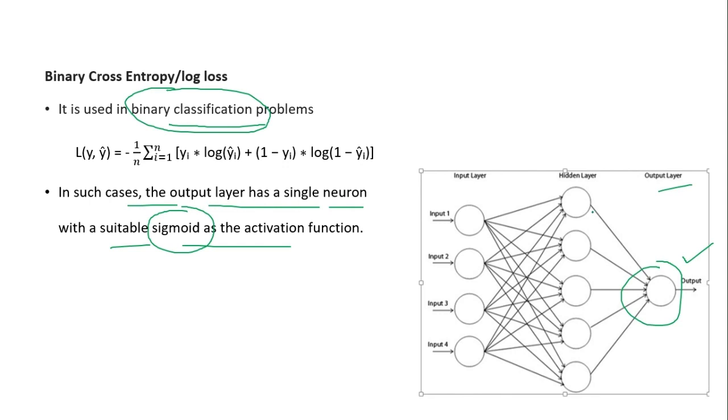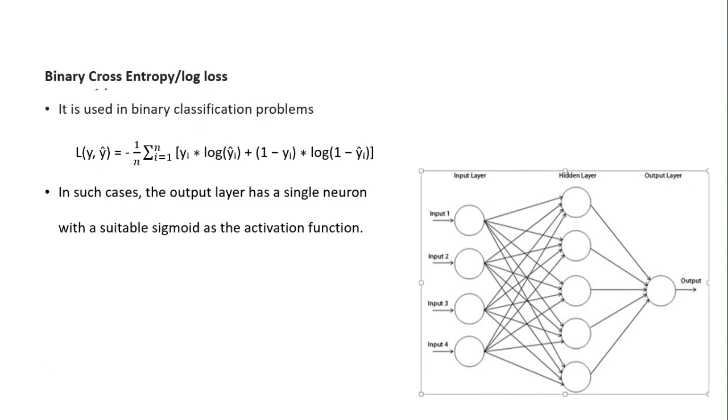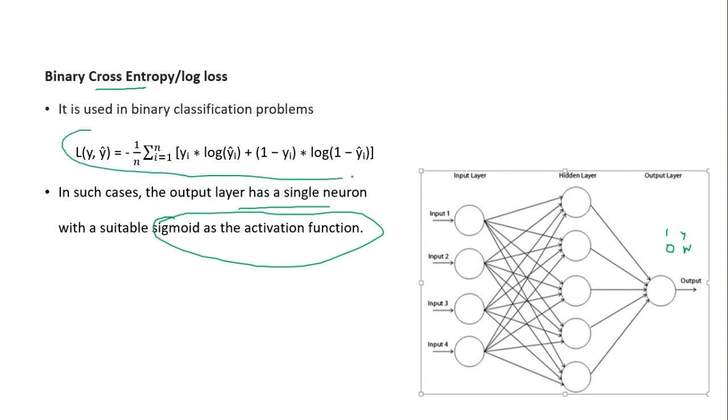So in this scenario, we can use binary cross entropy as the loss function. What is the scenario? At the output layer, we have a single neuron only. A single neuron means we will have binary classification, 1 or 0, yes or no. The output layer has only one neuron, and it uses the sigmoid activation function. In this scenario, we can go for binary cross entropy. So this is the second type of loss function.